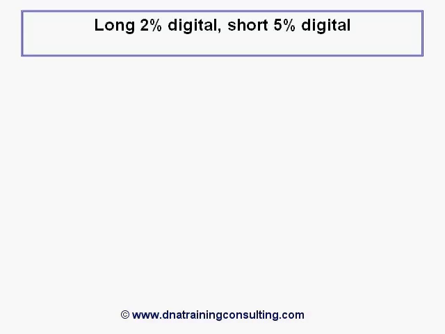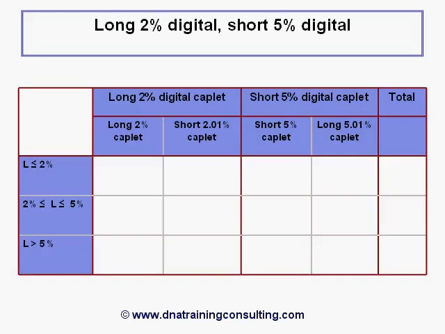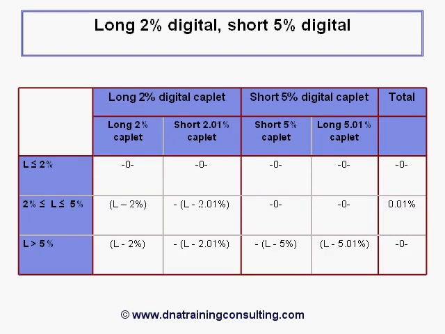We next consider what happens if we purchase a digital caplet with a defined strike, say 2%, and sell one with the same notional but with a higher strike, say 5%. The table appearing now summarizes the outcome, which can be stated in one sentence as follows. We collect 1 basis point if LIBOR resets between 2% and 5%. Otherwise, we simply lose our premium.